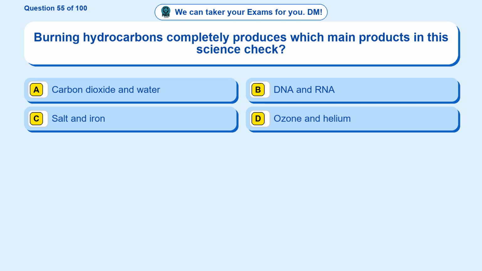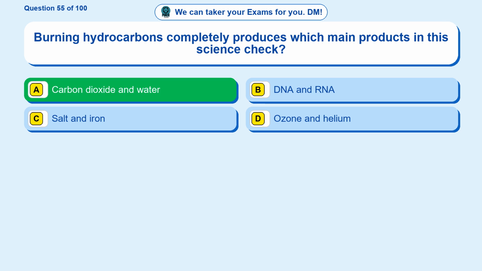Question 55. Burning hydrocarbons completely produces which main products in this science check? Option A, carbon dioxide and water. Option B, DNA and RNA. Option C, salt and iron. Option D, ozone and helium. The correct answer is option A.